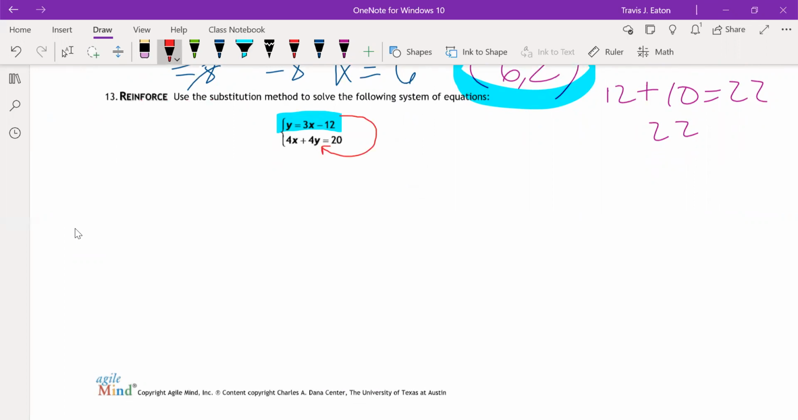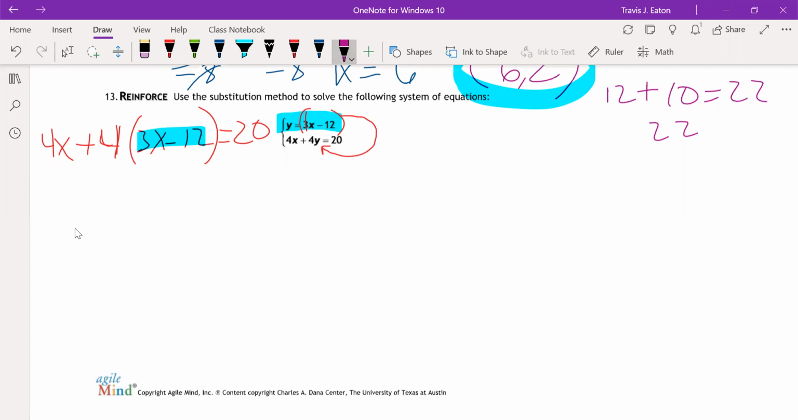So 3x minus 12 is what y is. So I'm going to rewrite this equation over here. 4x plus 4y. But remember what y is. y is 3x minus 12. So 4 times 3x minus 12. And that's going to equal 20, because this is how much y is.